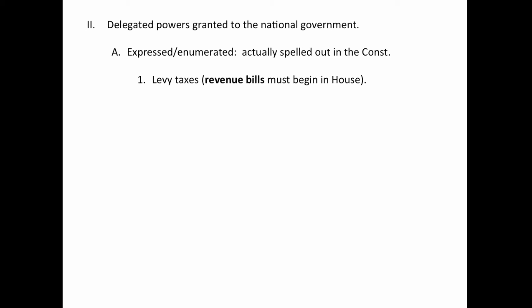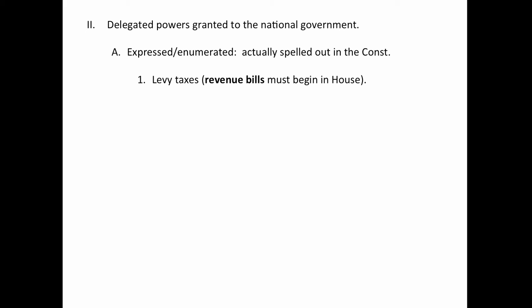Number one, to levy taxes. Now, this is, I would argue, the most important power that Congress has. Write that down in your notes. Levying taxes, creating taxes, is the most important job of Congress. I've seen that on a past test. What is the most important job or role that Congress has? The answer is to levy taxes, or you can even say something about spending as well.